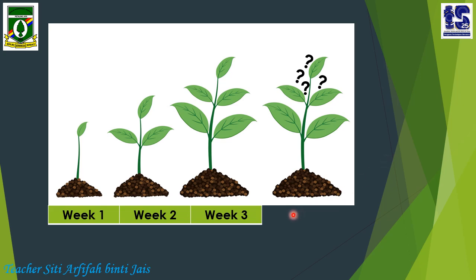Next, can you predict how many leaves this plant will have in week 4? When you count the number of leaves, you can identify whether the number is increasing or decreasing. Yes, the number is increasing. Each week, it increased by 2: leaves become 3, and for the third week, increase another 2 to become 5. So, we can predict in week 4, the number of leaves will become 7. 5 plus 2 becomes 7.